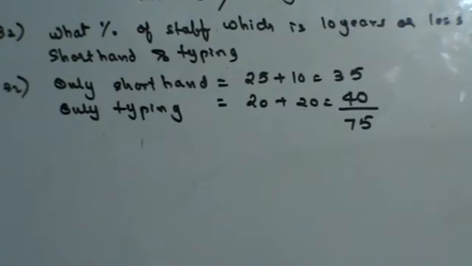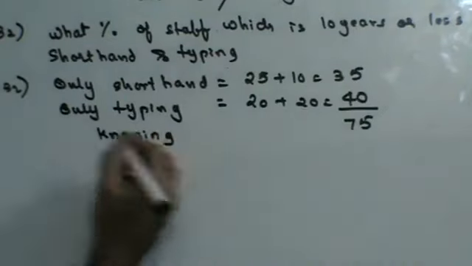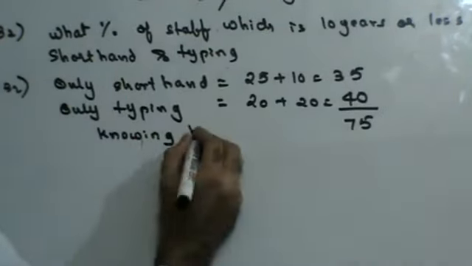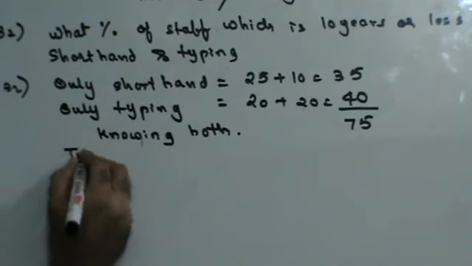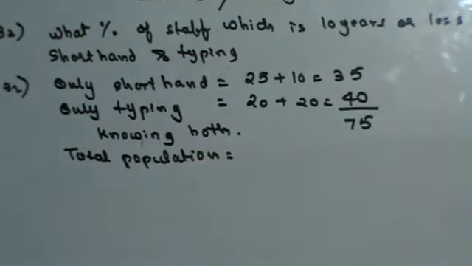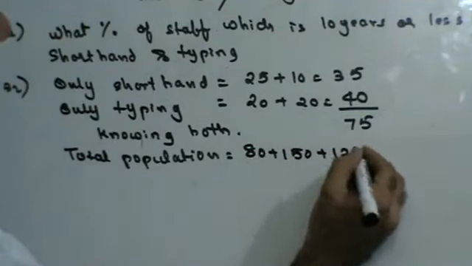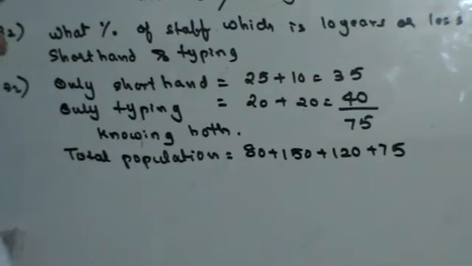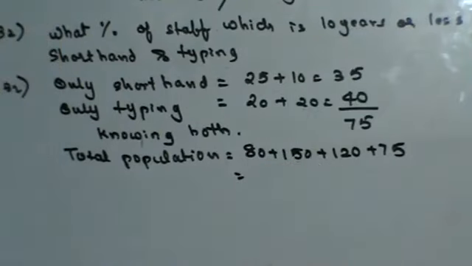So what percentage of, now this is knowing both. Now I need to find out the percentage. First of all, I need to know the total population. Now, total population which is in the age group of less than 10 years of service will be 80 plus 150 plus 120 plus 75. So this is going to be 200, 350, 425. Right?